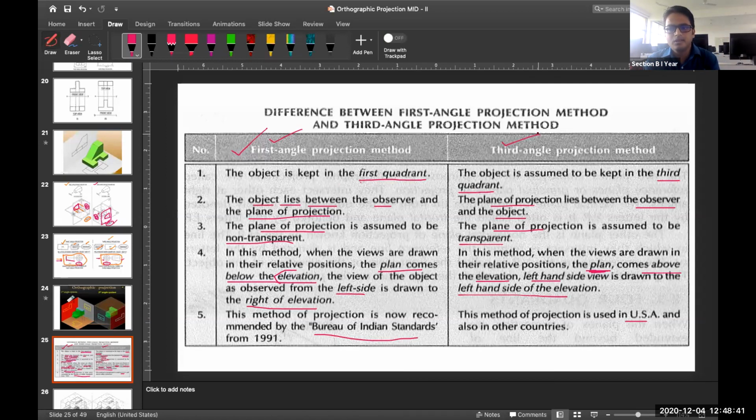Okay. Is this clear to all of you? We have 10 minutes left. Is this clear to all of you? Type in the chat box, clear, sir. Let me see how many of you are still active at the end of 2 hours. Very good. I can see students are sending the message. Very good. Okay. So this is all about your first angle projection method and third angle projection method.